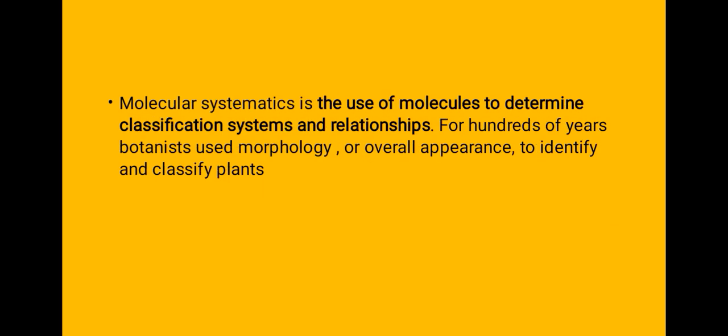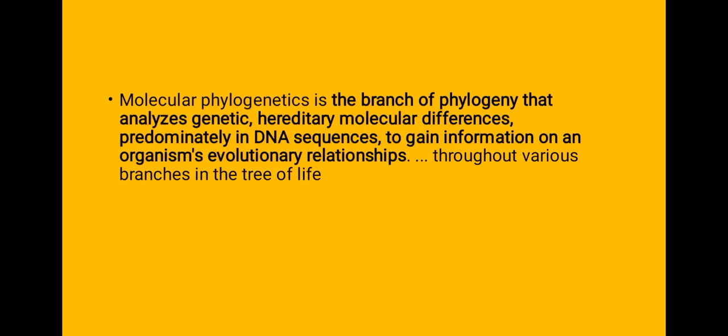Molecular systematics is the use of molecules to determine classification systems and relationships. For hundreds of years, botanists used morphology, or outward appearance, to identify and classify plants. Molecular phylogenetics is the branch of phylogeny that analyzes genetic, hereditary molecular differences, predominantly in DNA sequences, to gain information on an organism's evolutionary relationships throughout various branches in the tree of life.